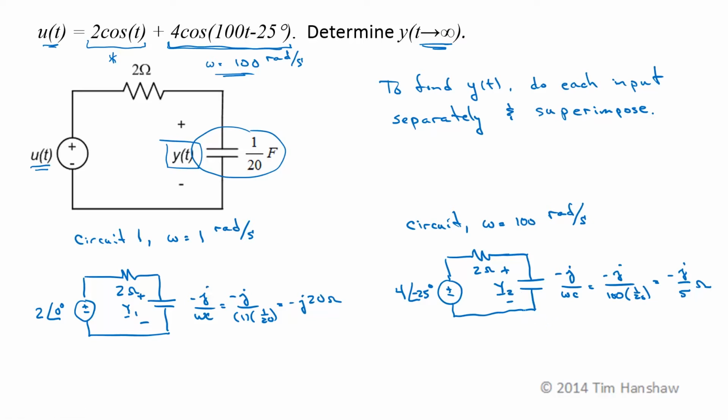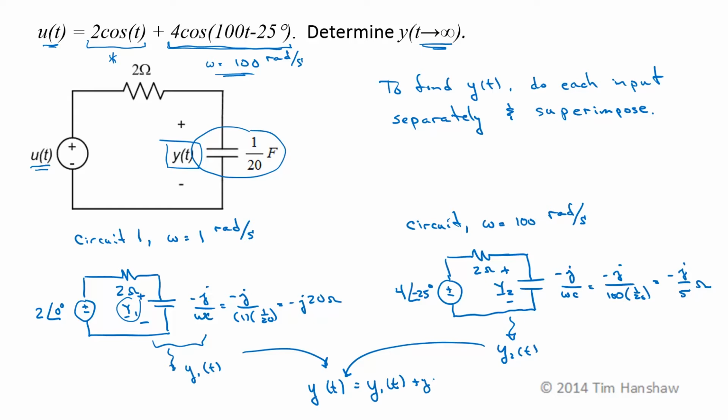So we can use a voltage divider here and find y2, and a voltage divider over here and find y1. This voltage phasor will give us y1 of t, this voltage phasor here will give us y2 of t, and we superimpose those so that y of t is equal to y1 of t plus y2 of t.